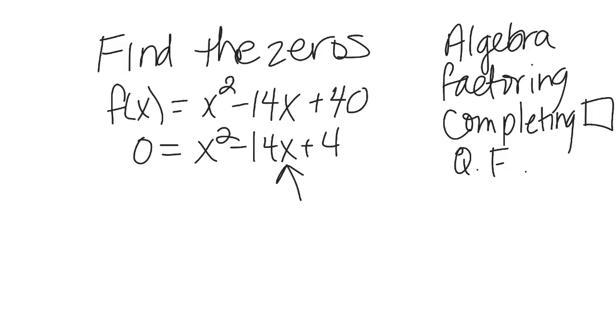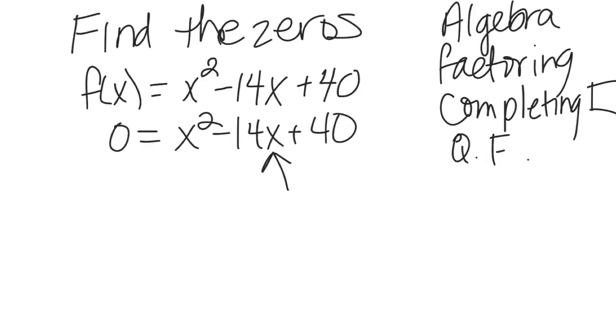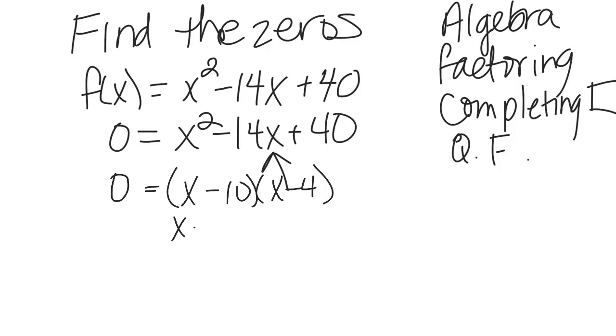Solve by factoring is definitely faster than the other two methods. So see if you can factor it first. Can you think of two numbers that multiply to 40 and add to negative 14? Well, 4 and 10, that should work. (x minus 10)(x minus 4) equals 0. And then x equals 10 and 4.